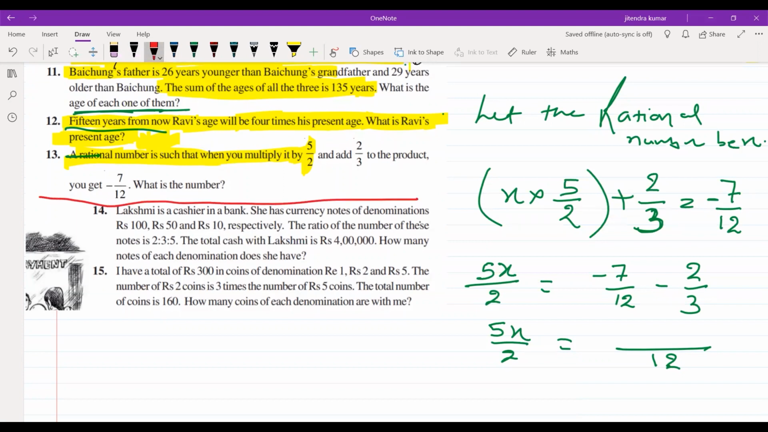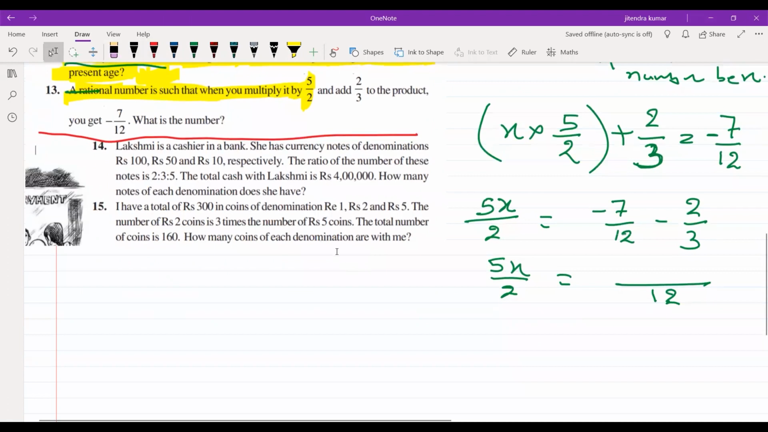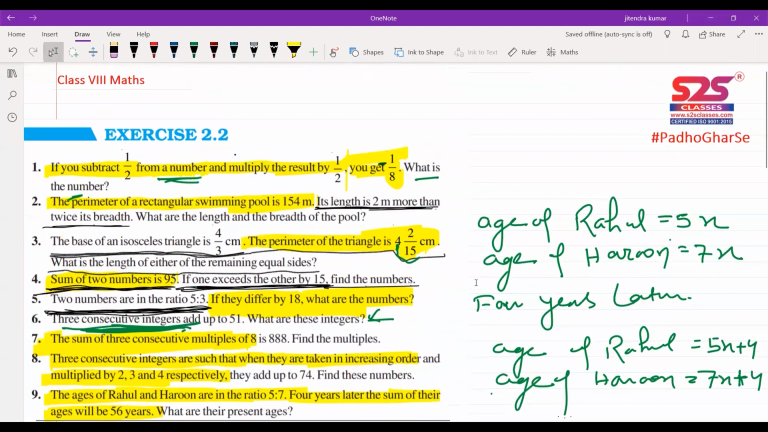All of you, please revise all the questions up to 13, and try to attempt the remaining questions. I think 3-4 more questions are here. We will discuss the remaining questions in the next class. But please revise all of these 13 questions. All of you must revise.